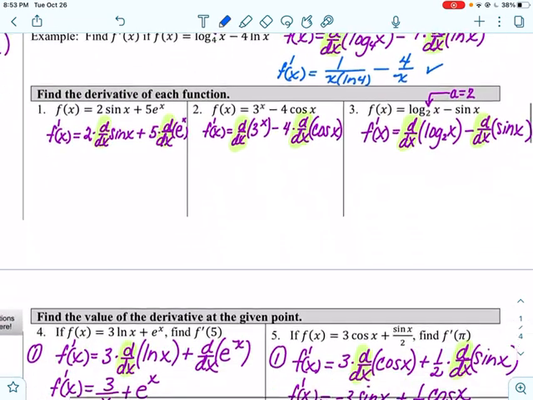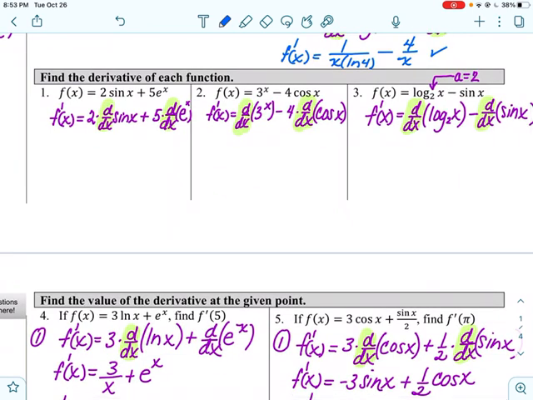Okay, find the derivative of each function here. So you can see that I've put the derivative operator in all of these and passed the constant out through. So I have f prime of x is equal to 2 times the derivative of sine x, which is cosine x, plus 5 times the derivative of e to the x, which is just 5e to the x. And there you have it.